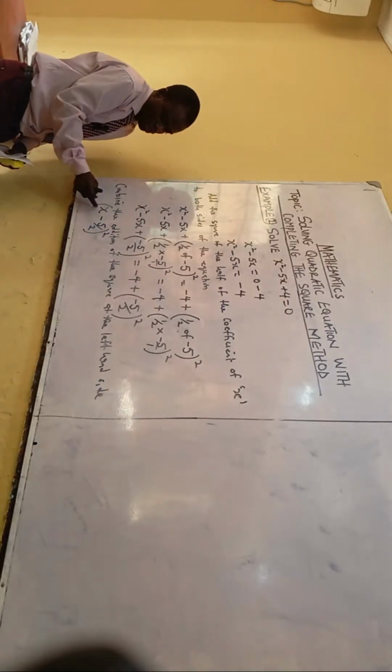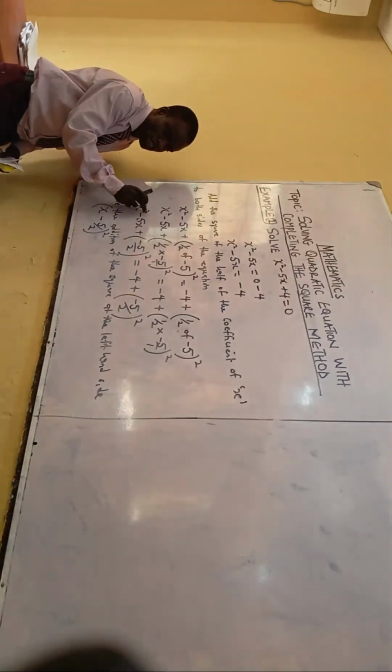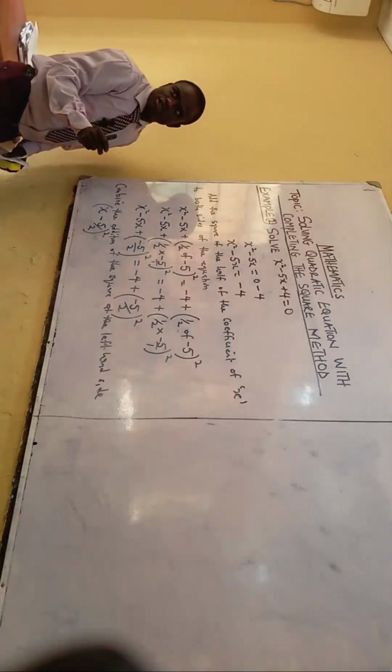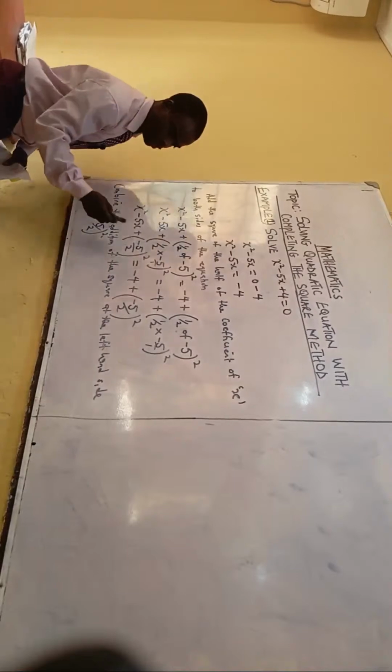See now what I did: I brought this square here, minus 5 over 2, brought it here, and now square it because it's having square. Do you understand? Yes. Good. Any question? Yes. Good, thank you.